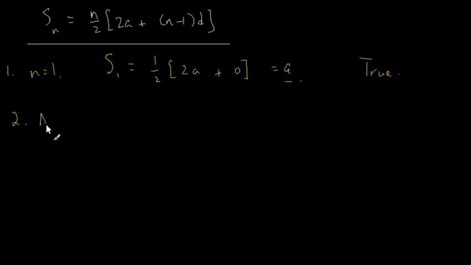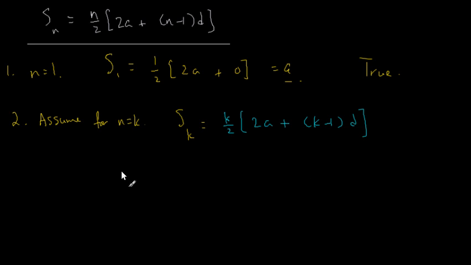So now we assume that it is true. It is true for n equals k. So I'm going to write this out as S_k equals k over 2, 2a plus (k minus 1)d. So I'll assume this. Okay.